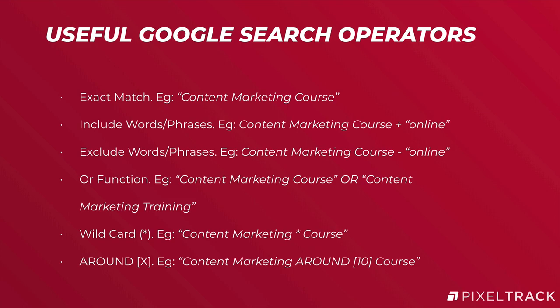So 10 words which are very closely related to the word course will be considered, and only those things will be shown to you. Now, the lesser the number is, the more accurate your information will be. This can be useful when you want to broaden your search a little bit more than what Google offers you.